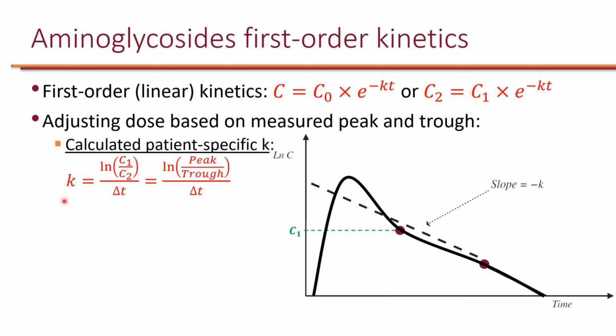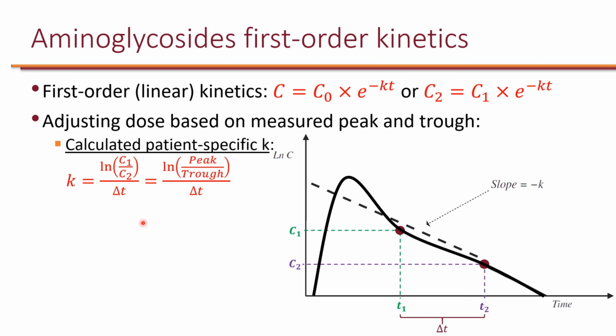So imagine that your first level is here after the distribution phase, and we're going to get that level at time 1, and then you get the second concentration later during that same dosing interval, and that will be at time 2, and then the time that it takes between the two concentrations would be the delta T. Or in other words, T2 minus T1 will be delta T. And that is the T that goes into this equation.